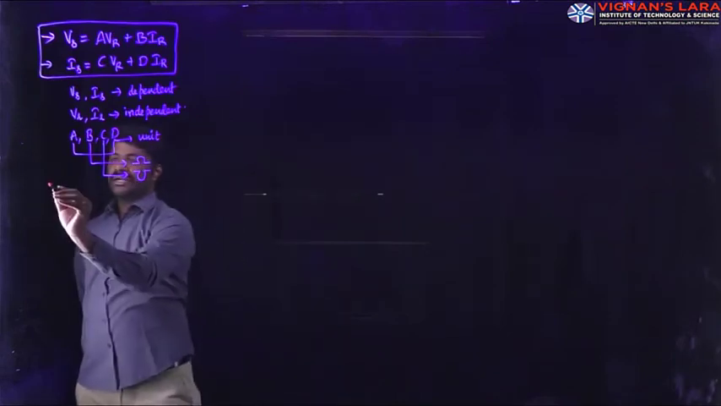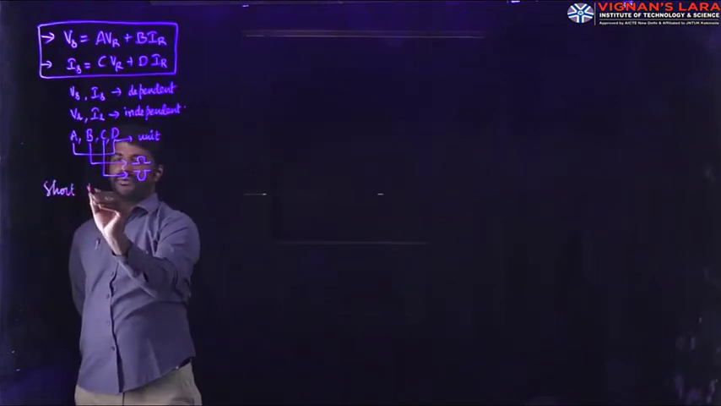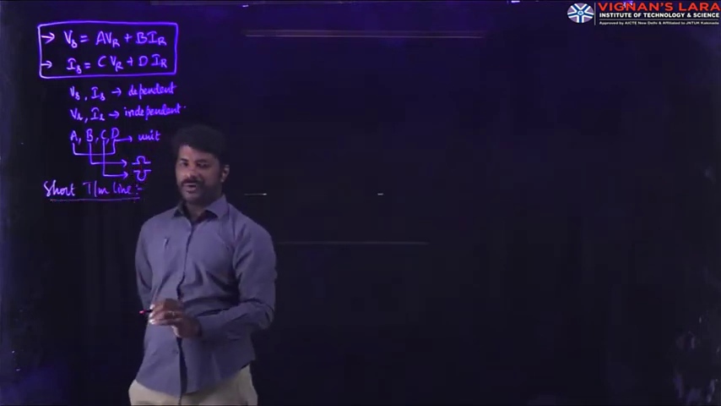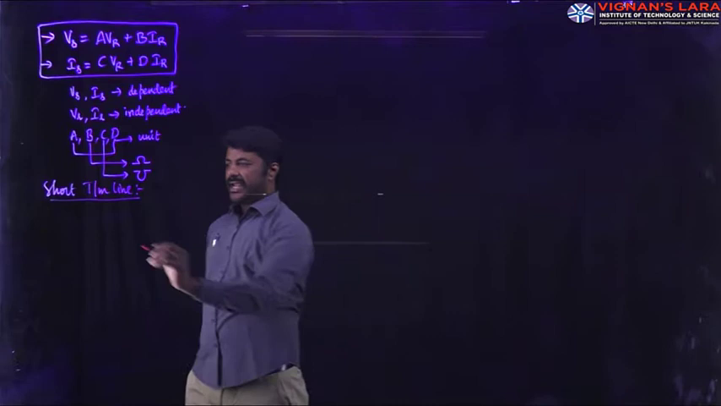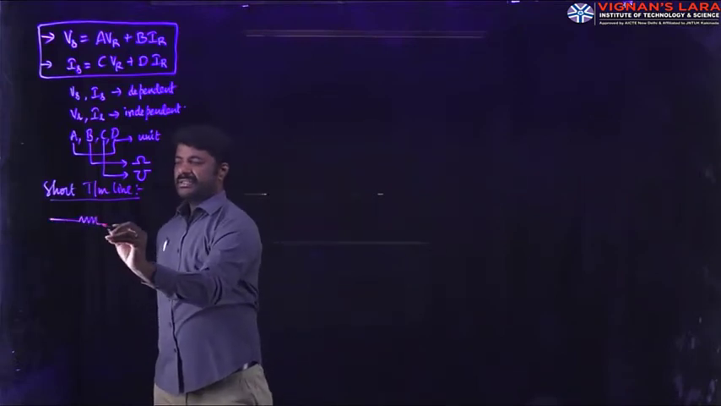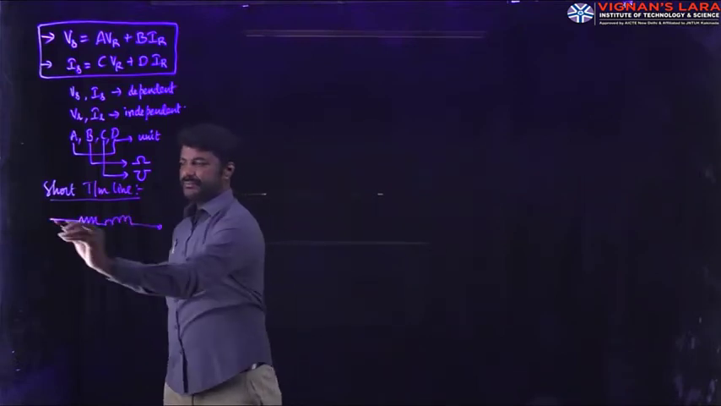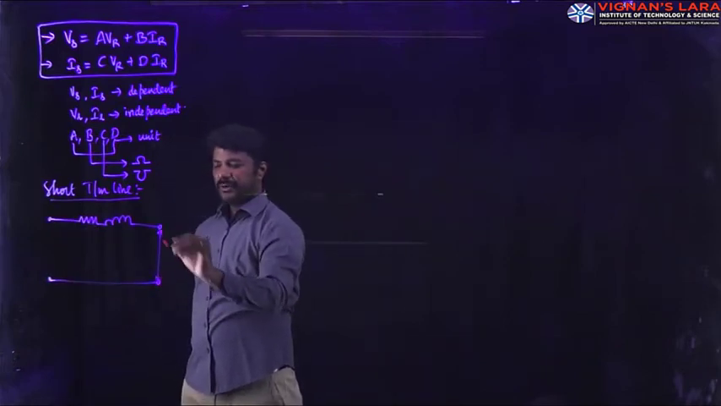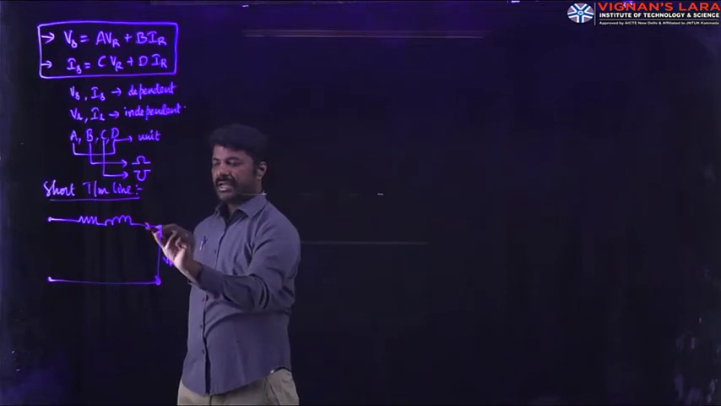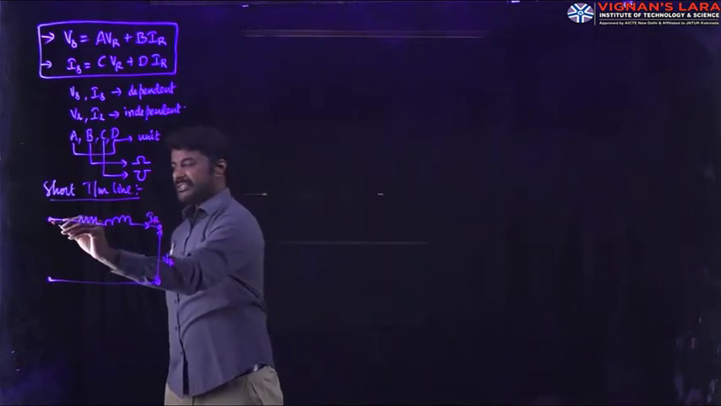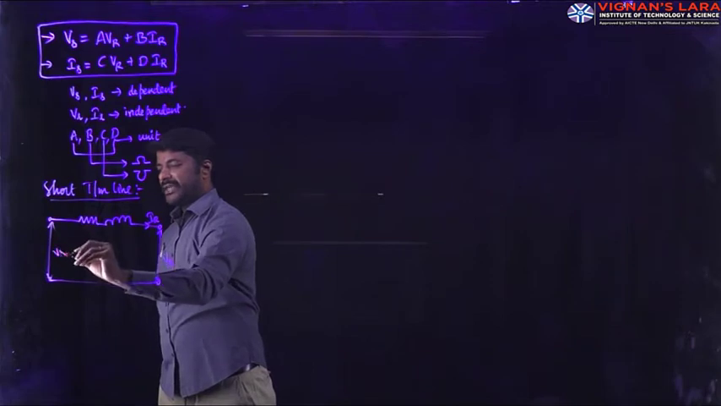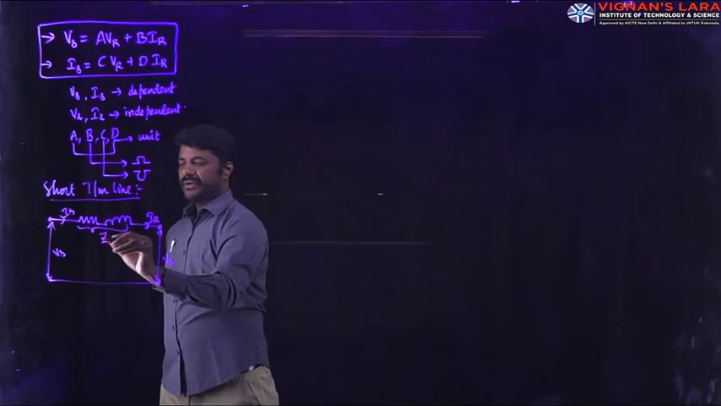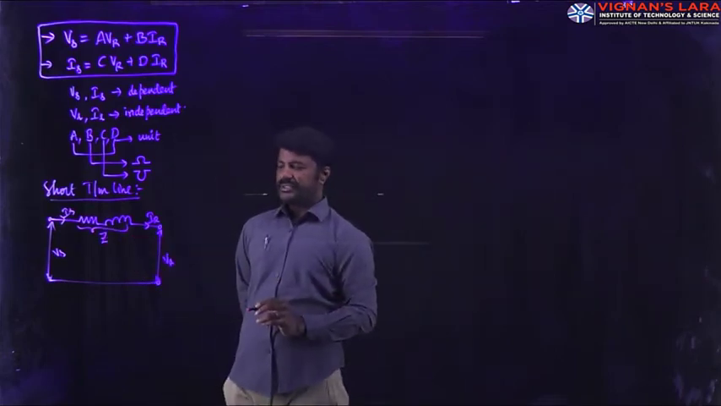So, coming to the short transmission line modeling. As we know that it consists of only series branch elements called resistance and inductance, with two ports identified as the receiving end port with quantities VR and IR, and the sending end quantities Vs and Is. These two elements are represented with a series impedance called Z.